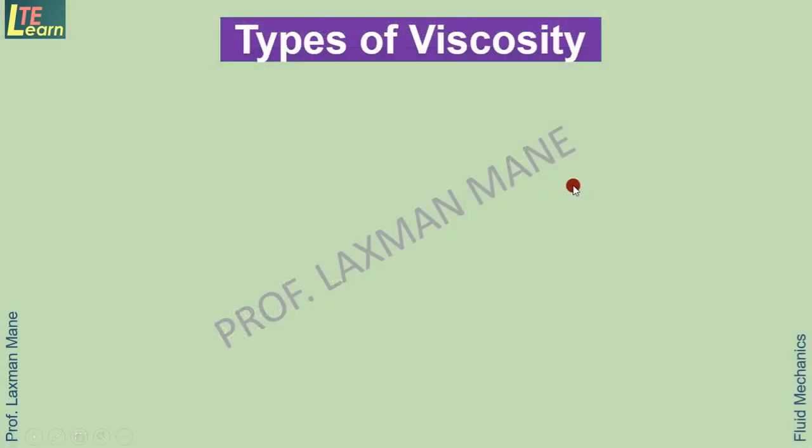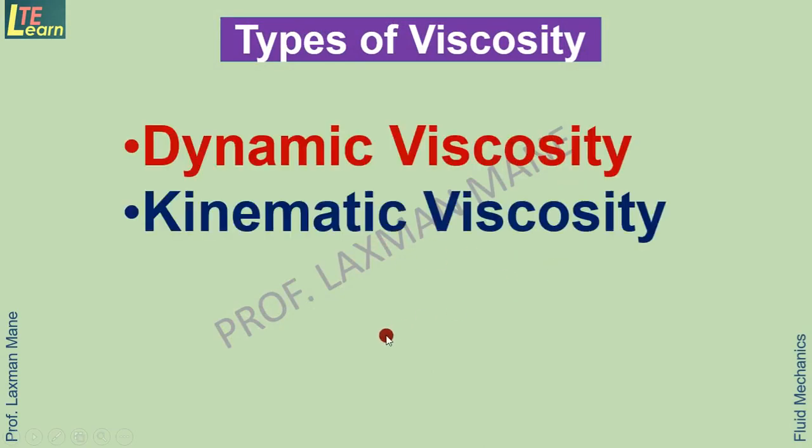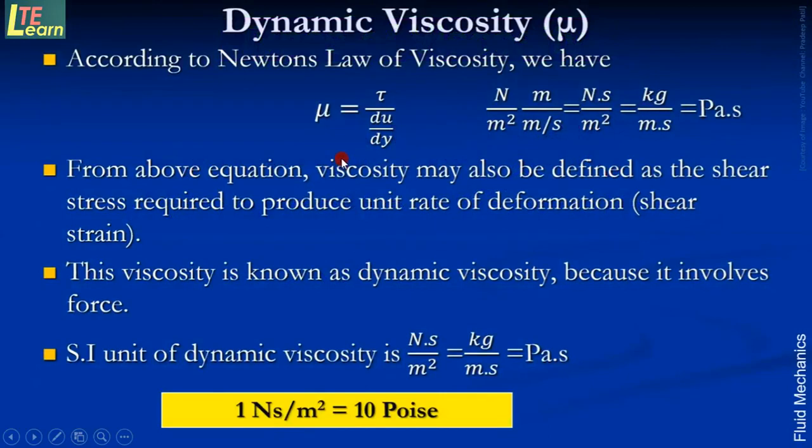There are mainly two types of viscosity: dynamic viscosity and kinematic viscosity. Dynamic viscosity we have already discussed, that is mu. According to Newton's law of viscosity, we write mu equal to tau upon du upon dy.